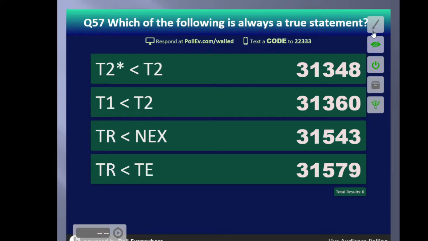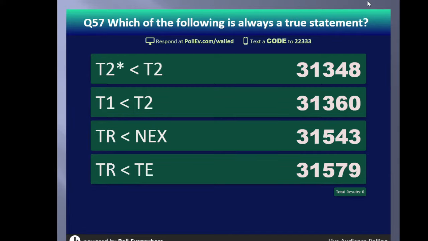Okay? Which of the following is always a true statement? I accidentally gave you the answer to this about 30 seconds ago. I apologize. But is T2 star always shorter than T2? Is T1 shorter than T2? Is TR always shorter than NEX? Or is TR always shorter than TE?